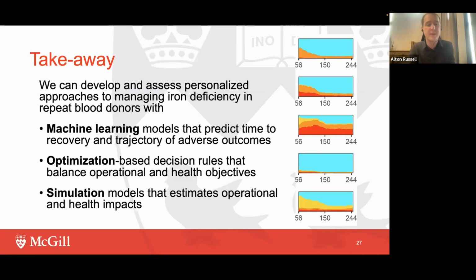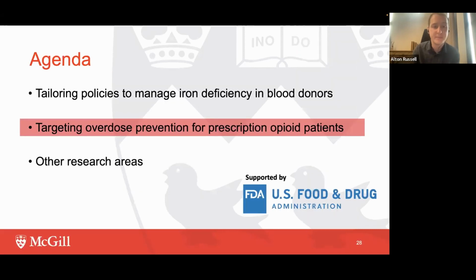So the main takeaways from this analysis are that we can develop and assess more personalized approaches to managing iron deficiency in repeat blood donors by combining machine learning models that predict time to iron recovery and the trajectory of adverse outcomes, optimization-based decision rules that balance operational objectives, the constant need for blood, and health objectives, and simulation models that estimate the operational and health impact of different policies, to help a blood center decide what to do in silico before piloting or implementing any changes.